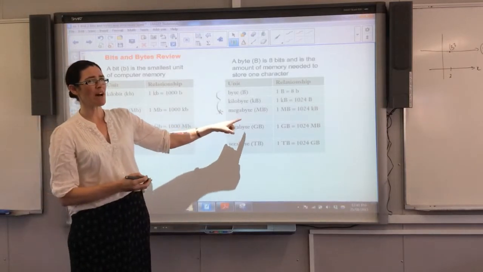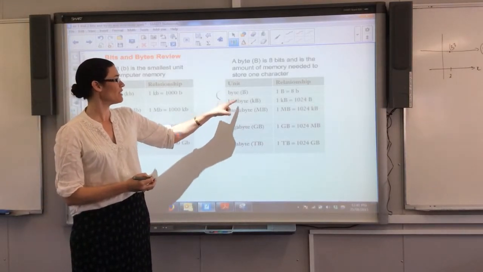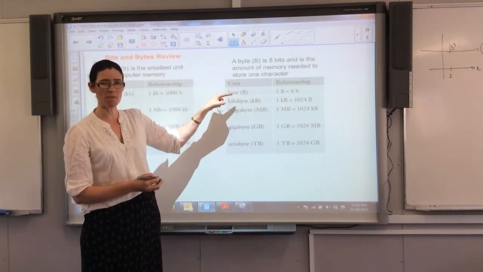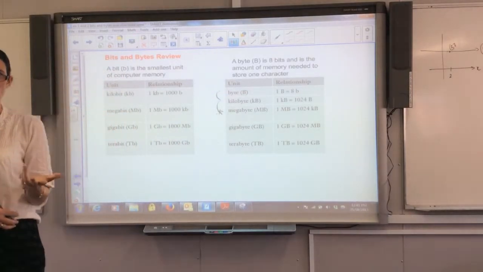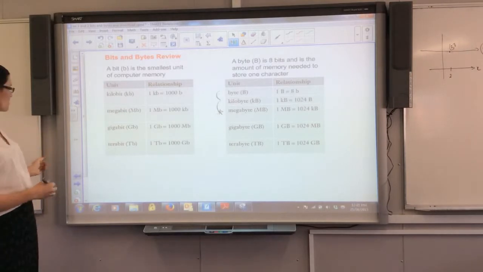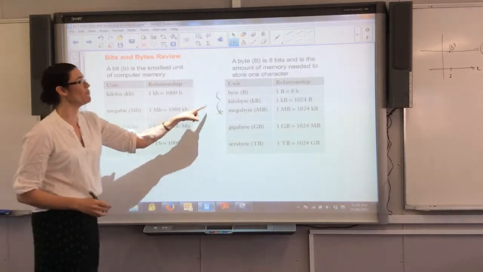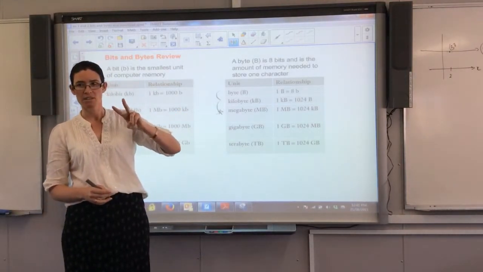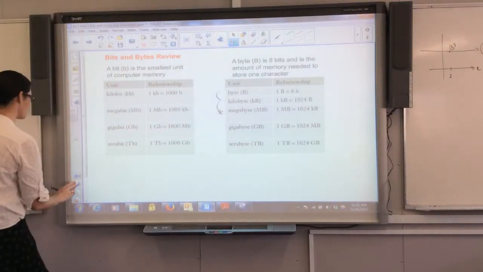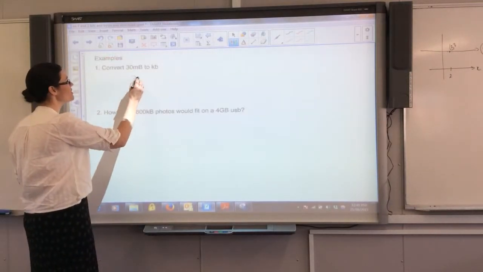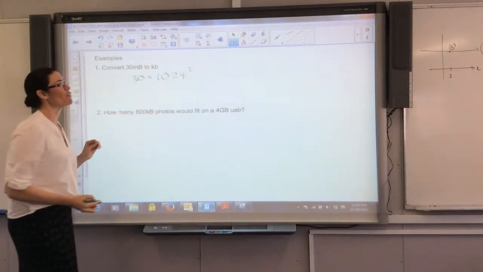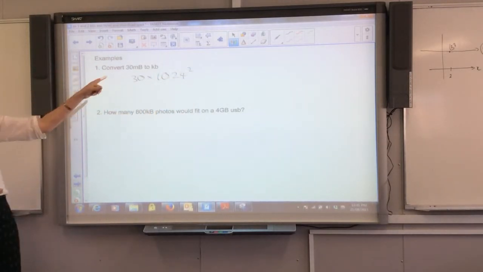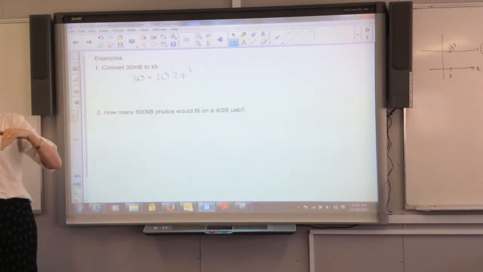So from megabytes to kilobytes, then to bytes, is 2 jumps. Each of those jumps is 1024. They're smaller, so there's more of them, so we're going to multiply by 1024 twice, which means to the power of 2. Well done, excellent remembering. So I've got 3 times 1024 to the power of 2. That will convert from megabytes to bytes.